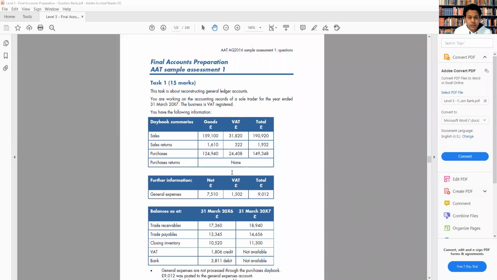Let's start our today's revision. That will be final account preparation, AAT sample assessment 1 from the BPP. Let's start with question number 1. So task number 1 is normally the big question that we'll see in the exam, and that will contain 15 marks, and that will be from the incomplete records.